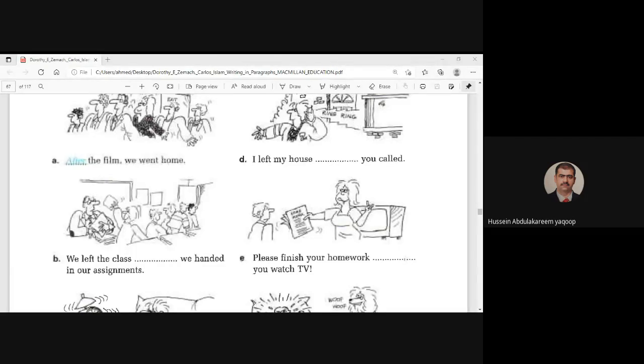Here we have Fatma, please. Please finish your homework before you watch TV. The first event is finish homework. And the second one is watching the TV. That's okay. Thank you very much.